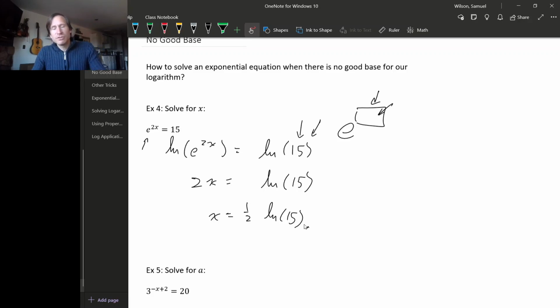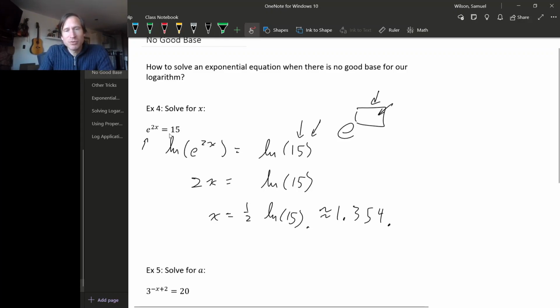Okay, and then for some situations this might be good enough, but if we actually want a decimal approximation, we can pull out a calculator. Let's see, natural log of 15 times 1/2. So it looks like this is approximately, of course, actually it's irrational, but it's approximately 1.354. All right. So in this case, at least, even though there wasn't a base for our logarithm that was nice for both sides of the equation, we could at least use a base that was nice for one side.